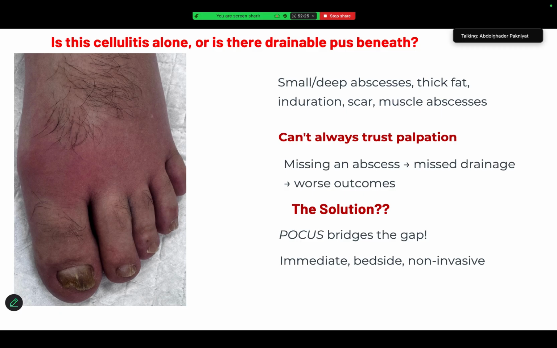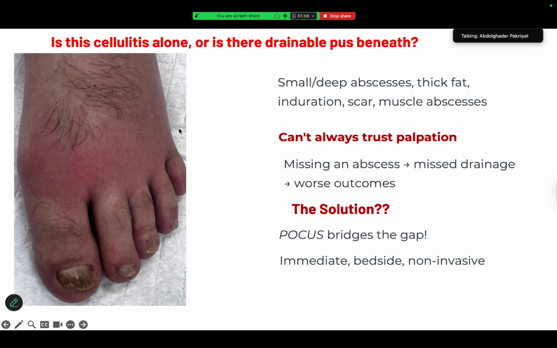POCUS is immediate, bedside, and non-invasive. This picture is of one of my patients I saw a few days before in the emergency room. He came with just a little redness, warmth, and a little discomfort, but not true pain. The patient was on tramadol and antibiotics for another reason. So to me it looks like cellulitis.